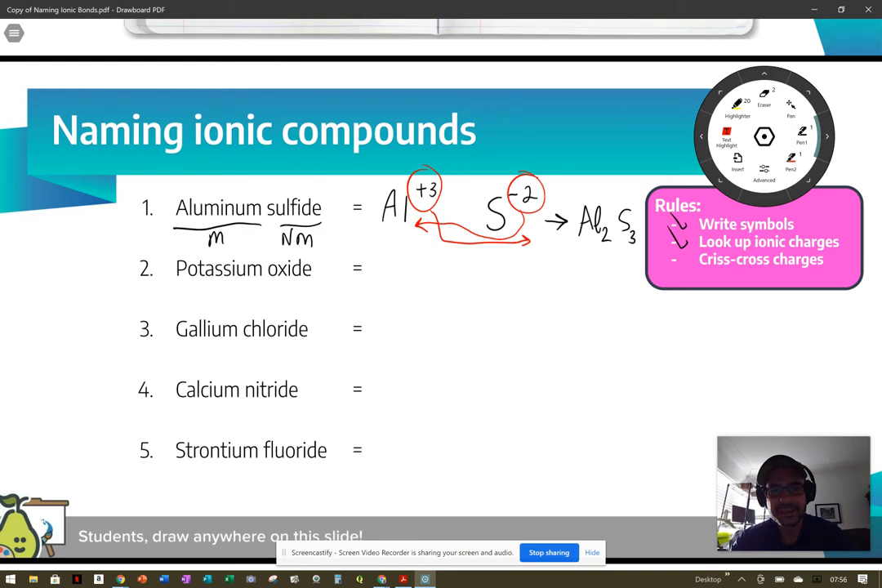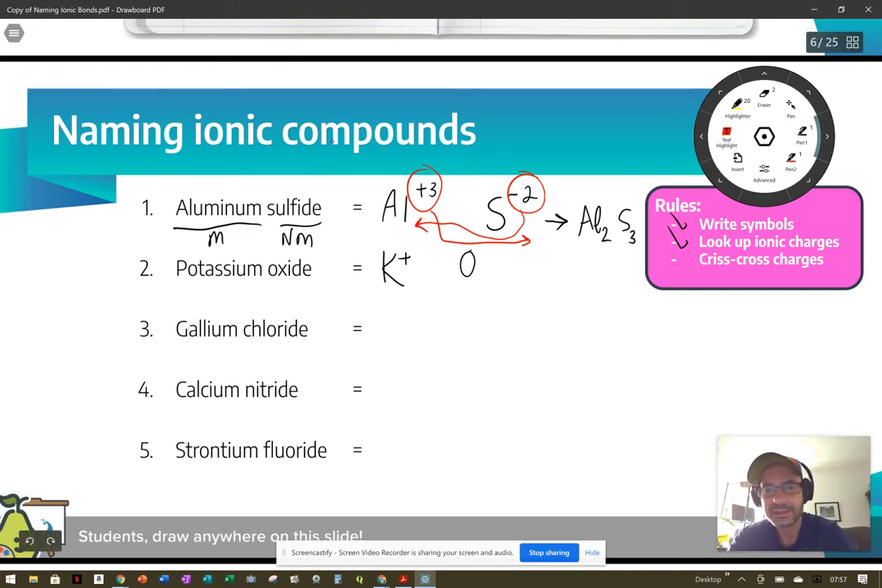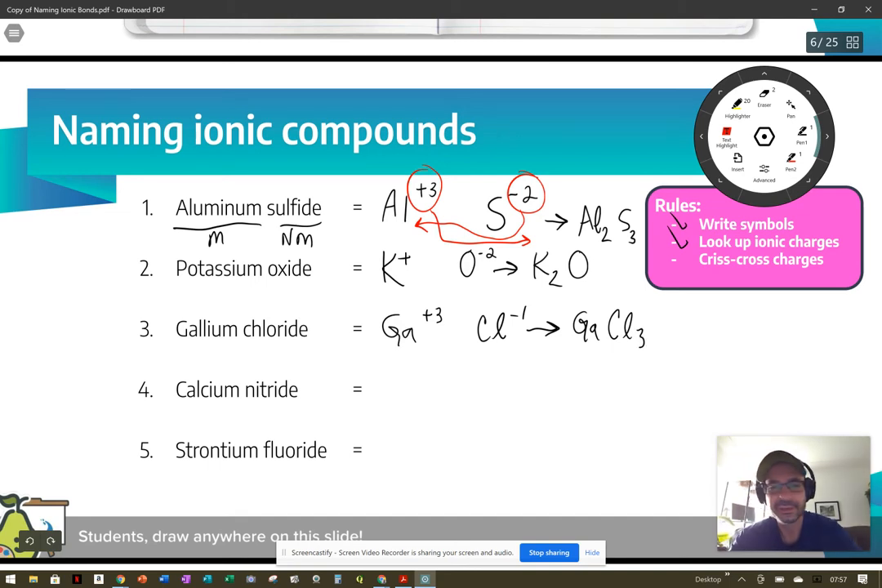Let's try potassium oxide. Potassium's +1, oxide's -2. We should get K2O. Gallium chloride. Gallium is a +3. Chloride is a -1. GaCl3.